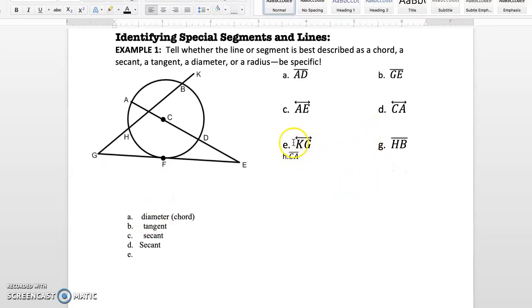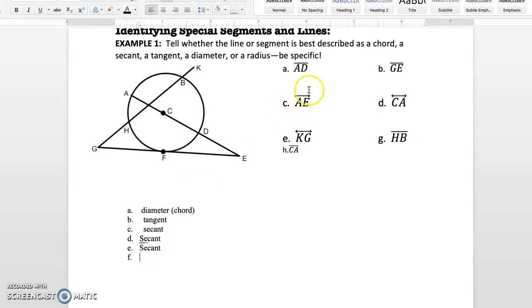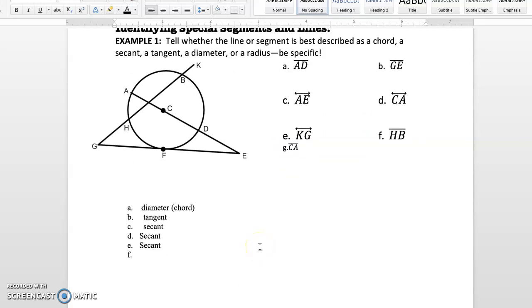If we look at letter E, we see line KG, which is also going to be a secant. Wow, I put a lot of these on here. If we look at letter, oh, I skipped F. Wow, I'm good at the alphabet here. If I look at letter F, and that's segment HB, notice it has one endpoint on two different spots of the circle, so that would be a chord. If we look at G, which is the last one that I added in, I put segment CA. That is what a radius would look like.